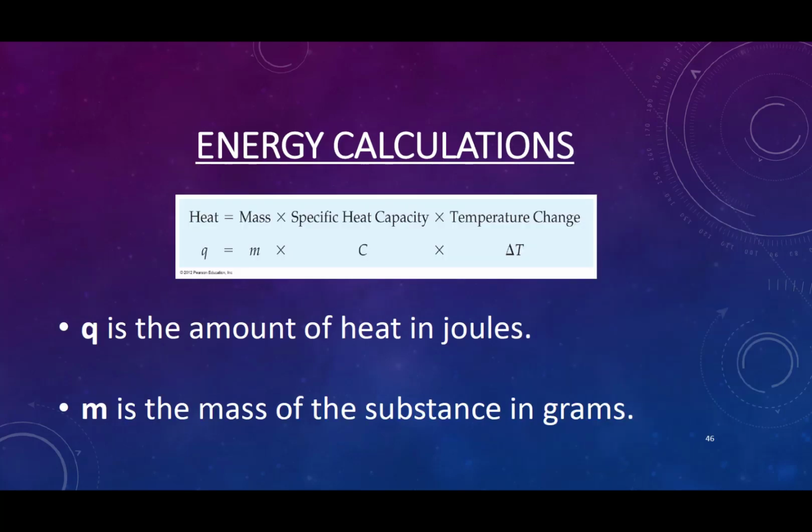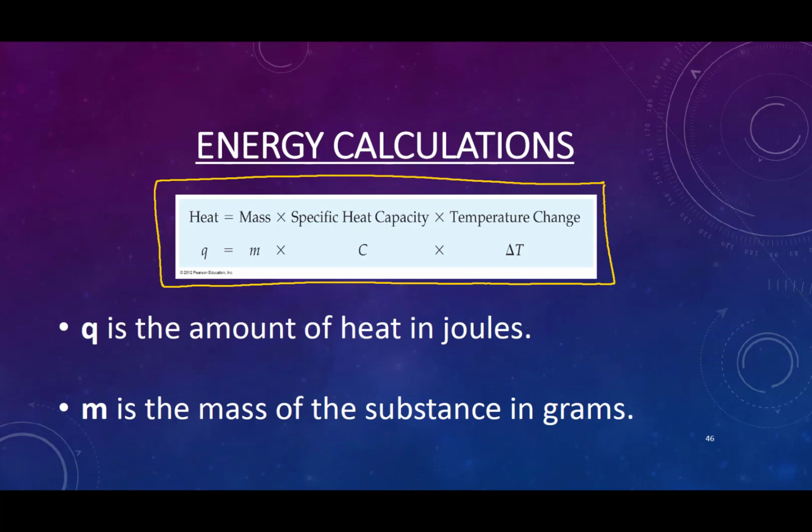Now let's talk about energy calculations involving specific heat capacity. In order to calculate the heat, we multiply the mass of a substance by the specific heat capacity times the change in temperature. That's how the heat is calculated, which is this equation. This equation will always be given to you if you need it. You don't need to memorize it.